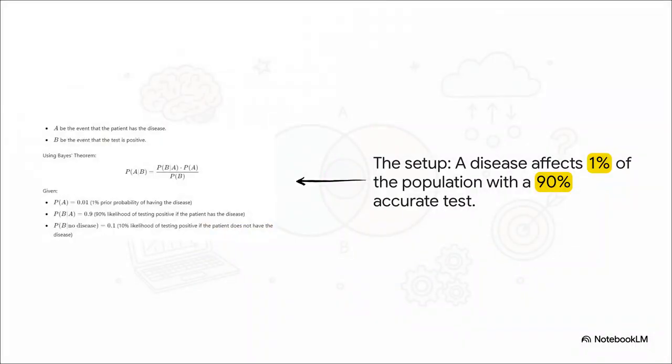So here's the setup, and this is where it gets really interesting. Yeah, the test is 90% accurate. That part's true. But here's the kicker. The detail our brains just love to gloss over: the disease itself is super rare. It only affects 1% of the entire population. This little number, this base rate, is the key to the whole thing. It completely flips the script.